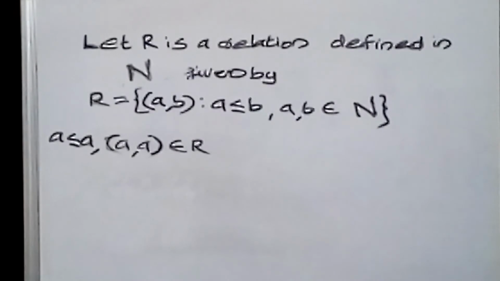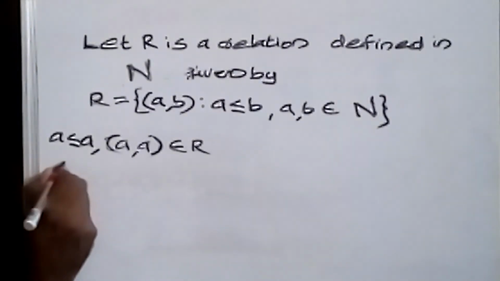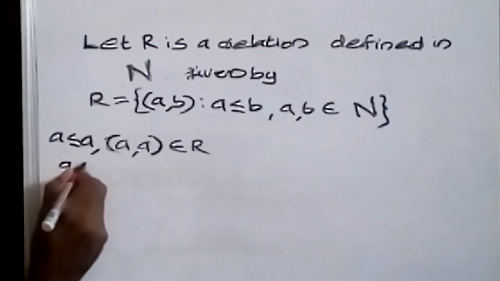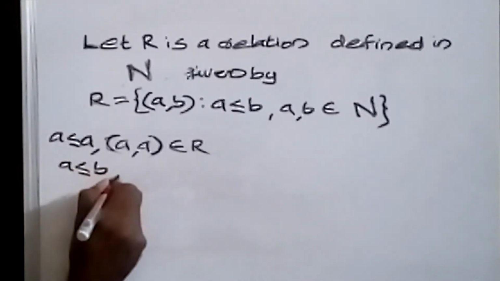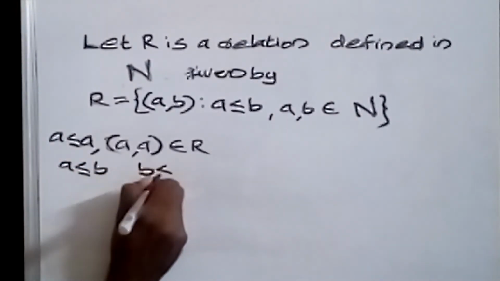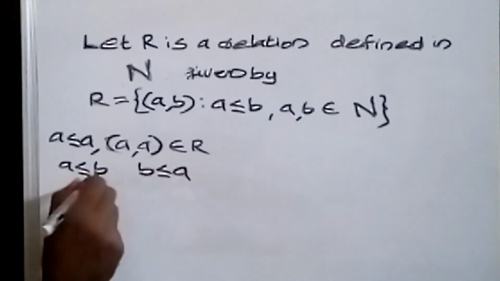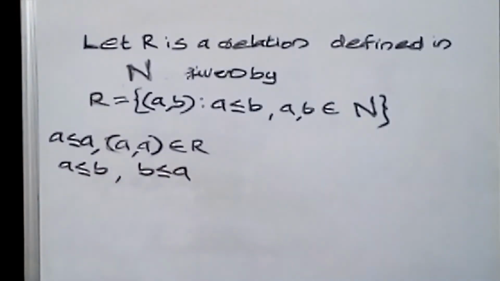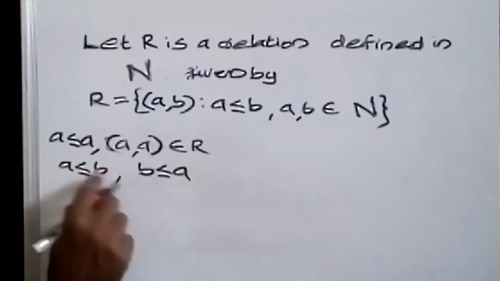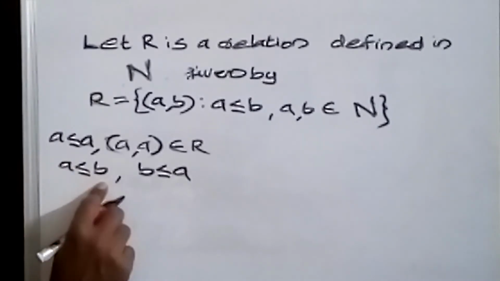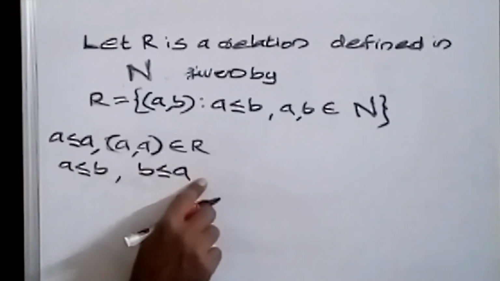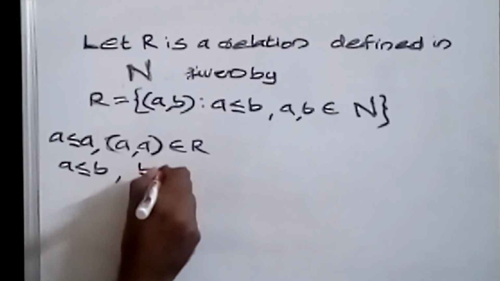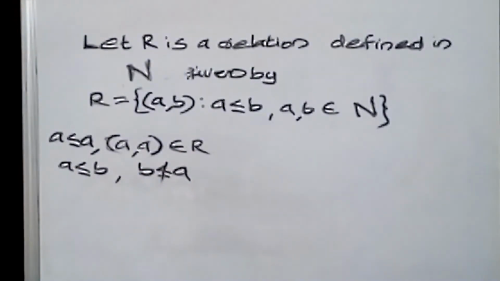Is it symmetric? Let (A, B) belong to R, that is, A is less than or equal to B. Then B cannot be less than or equal to A. A less than or equal to B does not imply B less than or equal to A. Therefore, (A, B) belongs to R does not imply (B, A) belongs to R. Therefore, it cannot be a symmetric relation.